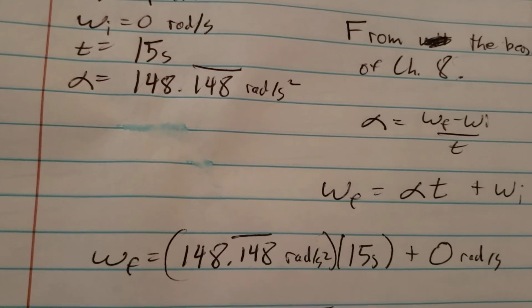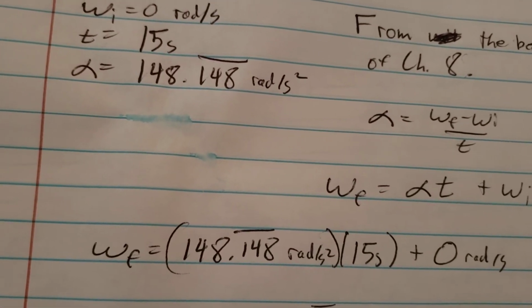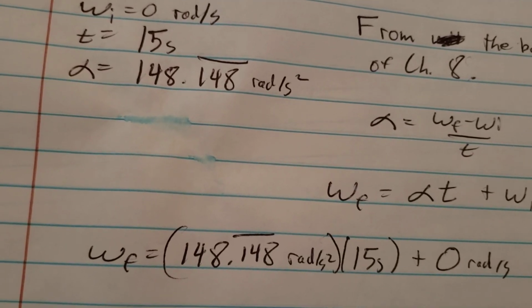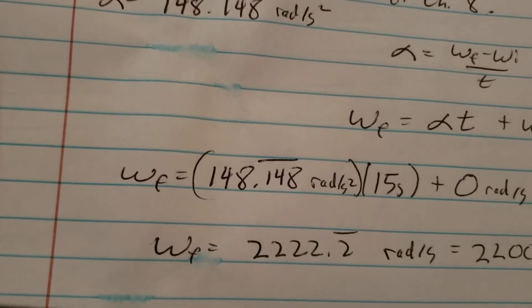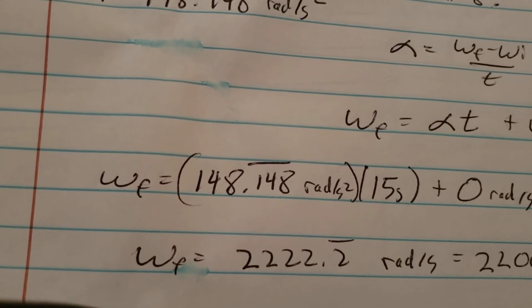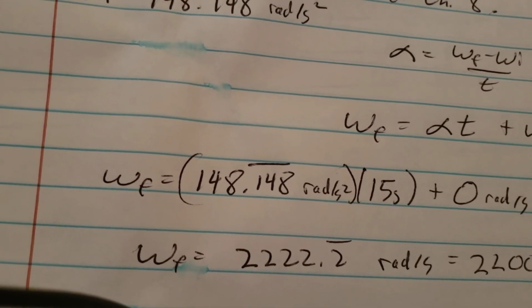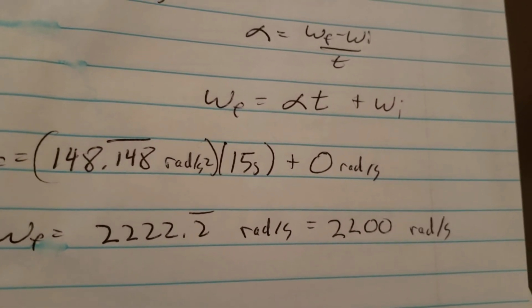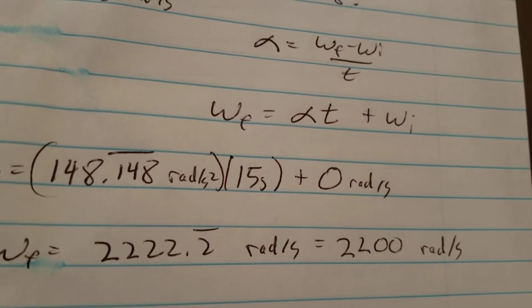Plugging in our numbers, we have 148.148 times 15 plus 0. This comes out to 2,222.2 repeating. Rounded to two significant figures, this rounds to 2,200 radians per second.